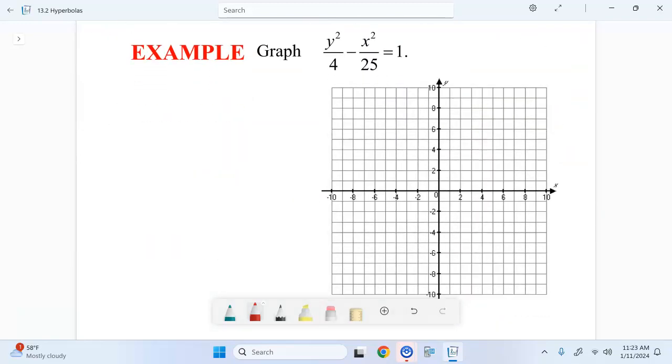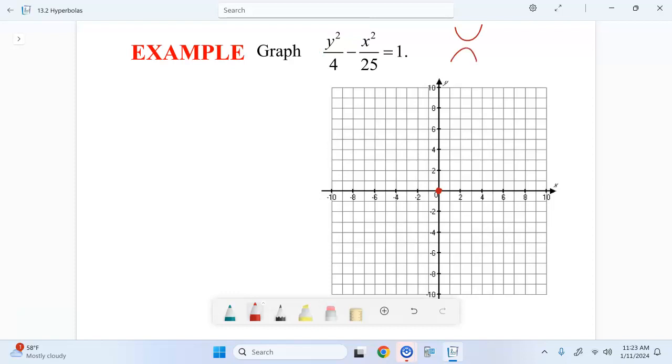All right, so where are we going to start here? Center is at 0, 0. We'll move off 0, 0 later, but right now we'll just start nice and simple at 0, 0. What direction is this hyperbola going to open? Up and down. It's going to be vertical because y is first.